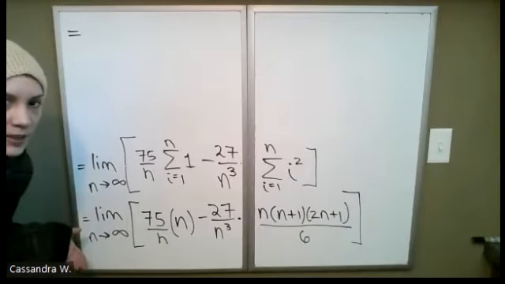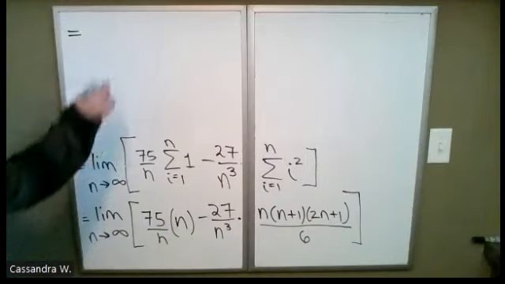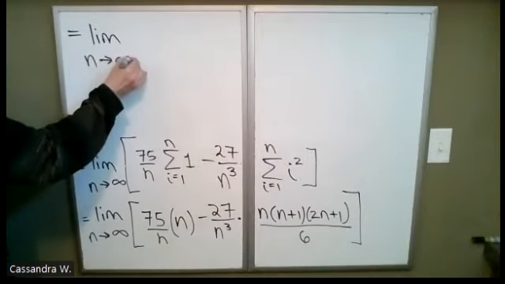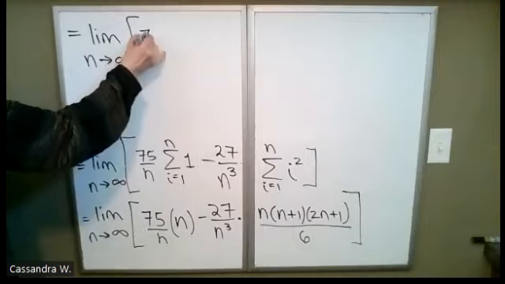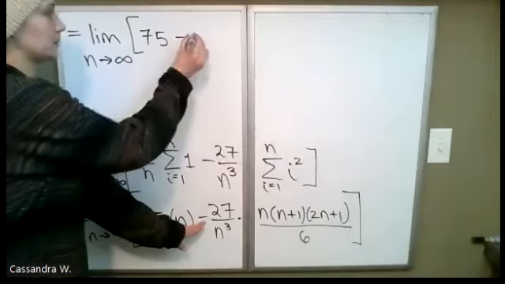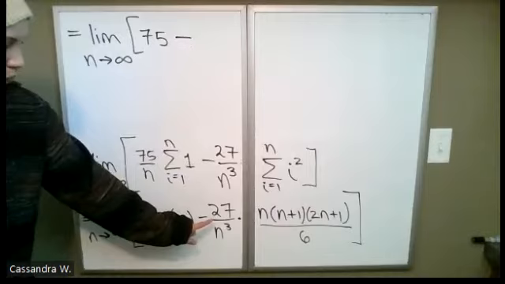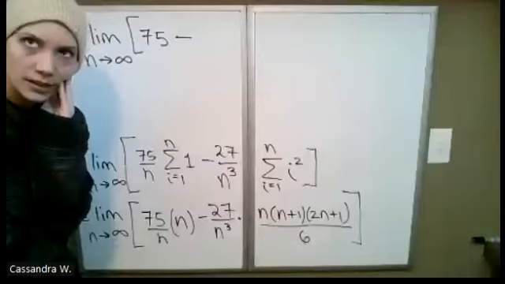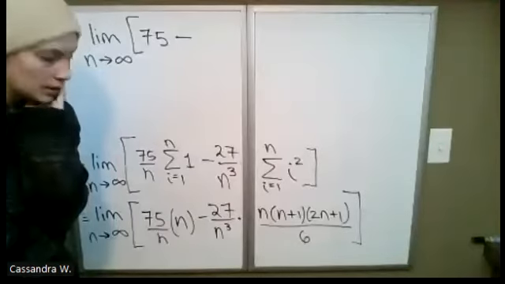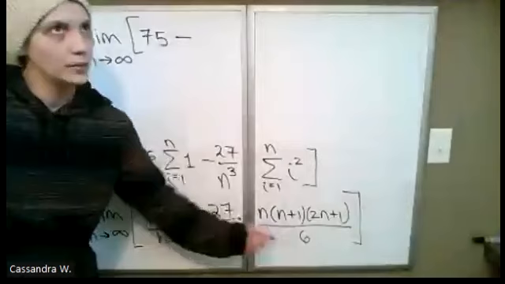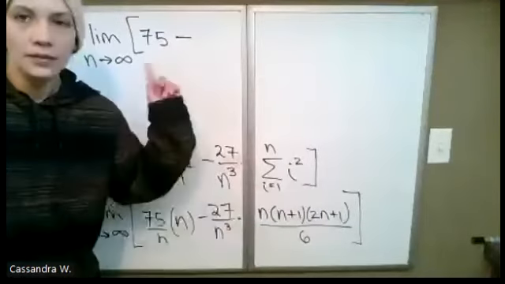The limit as n goes to infinity of 75 minus... 27 is 3 times 9. And that 3 with a 3 from there would reduce. So I think you'd have a 9 over 2.